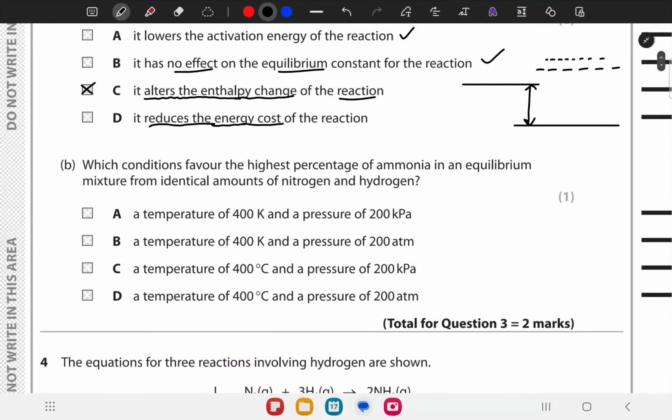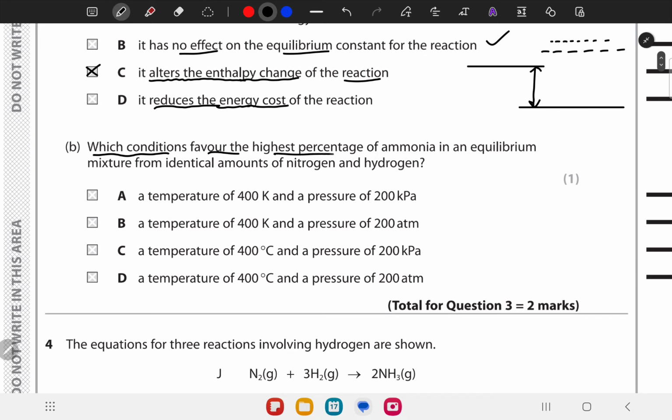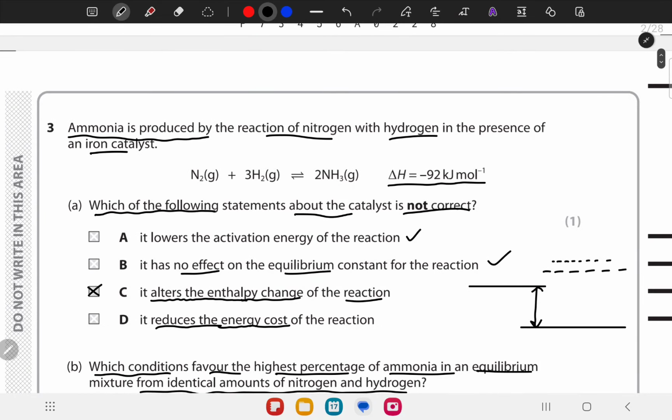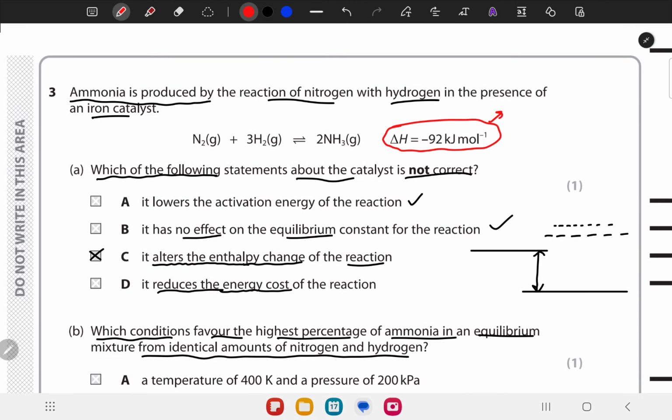Now we are asked which condition favors the highest percentage of ammonia in the equilibrium from identical amounts of nitrogen and hydrogen. Since this is an exothermic reaction, a lower temperature will promote the forward reaction. So lower temperature promotes or shifts the equilibrium to the right.